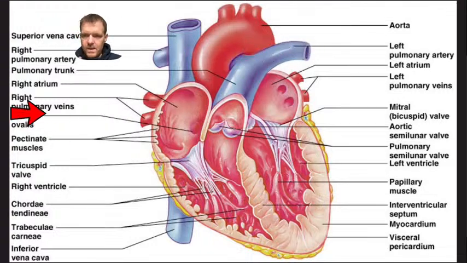Okay, let's have a look as we go around. Yep, so we've got these little pectinate muscles on the inside of the atria just there, tricuspid valve, right ventricle, we've talked about that, chordae tendineae. The trabeculae is the heart muscle, so the wall of the heart and the kind of shape that it makes, and then inferior vena cava.